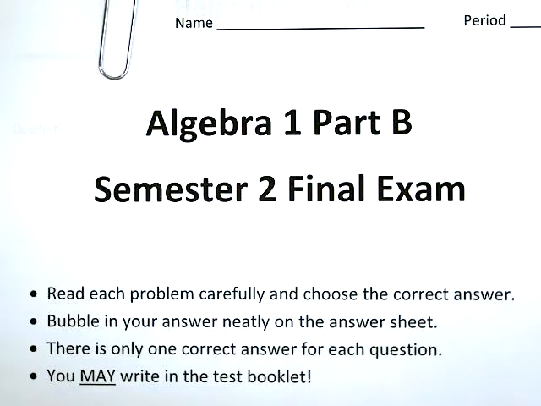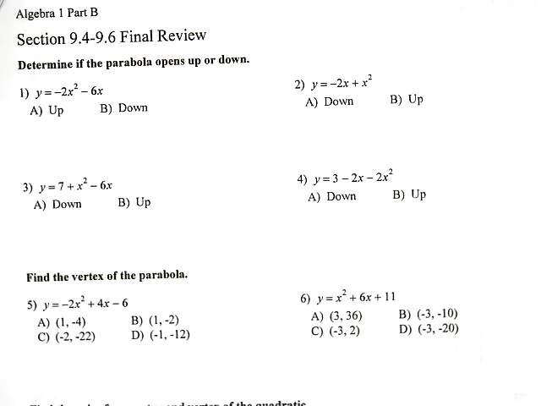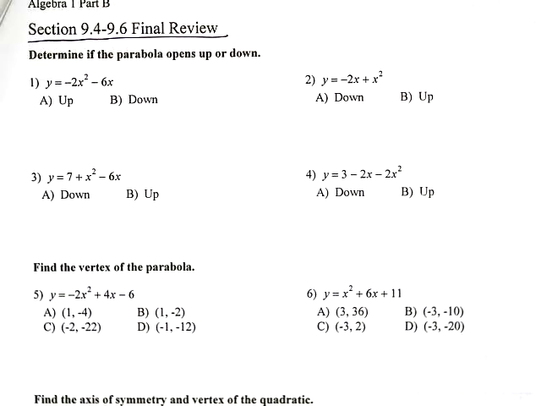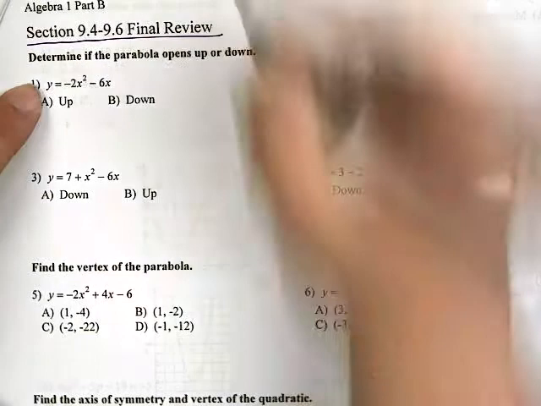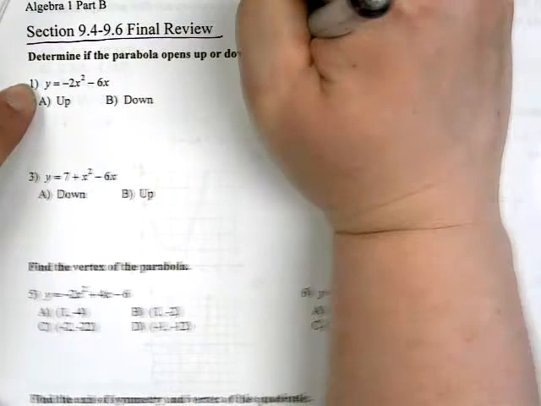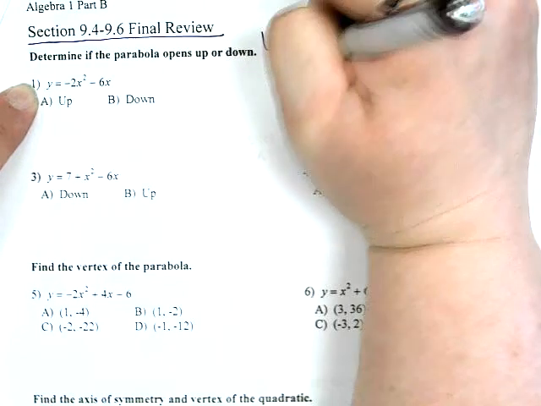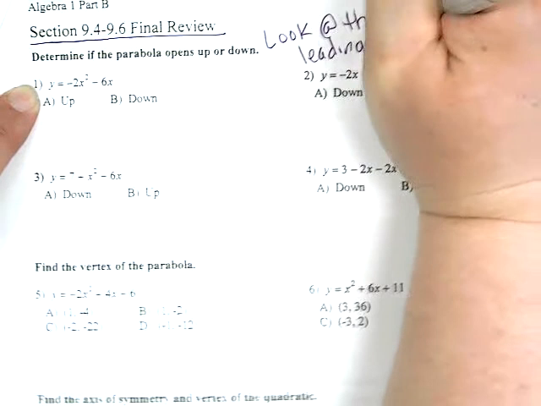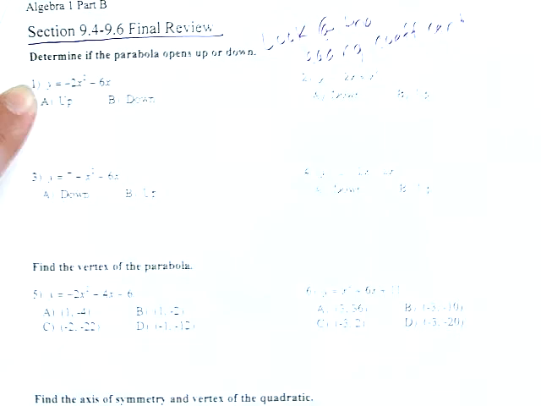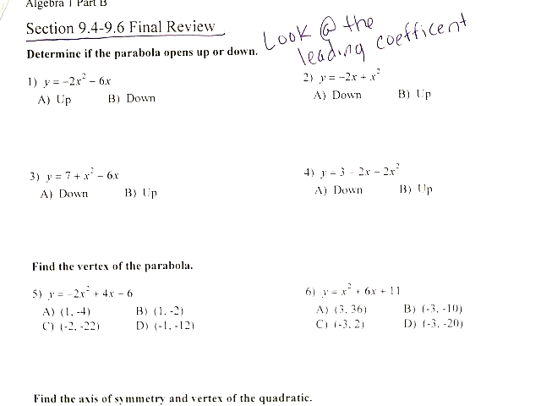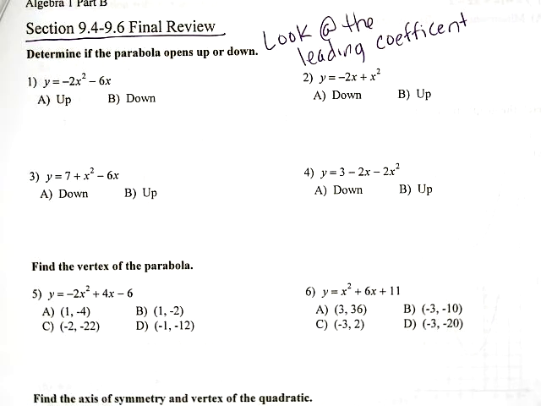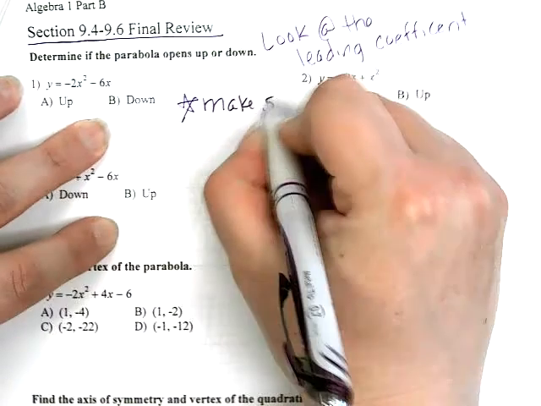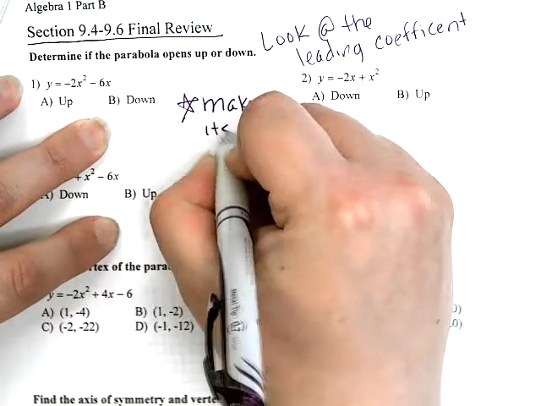So, sections 9.4 to 9.6, that's what this video is going to be about. It starts out with determining if the parabola opens up or down. To determine that, we need to look at the leading coefficient. The leading coefficient is always the number in front of the x squared. A parabola means we're looking at a quadratic, so it has to be in standard form first. Make sure it's in standard form.